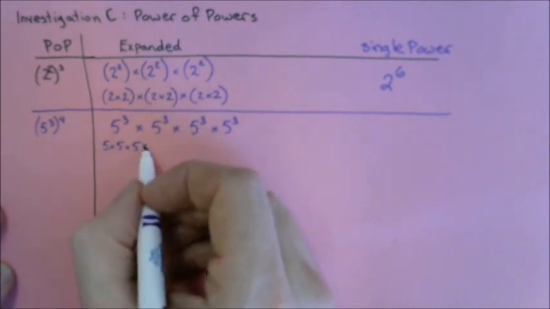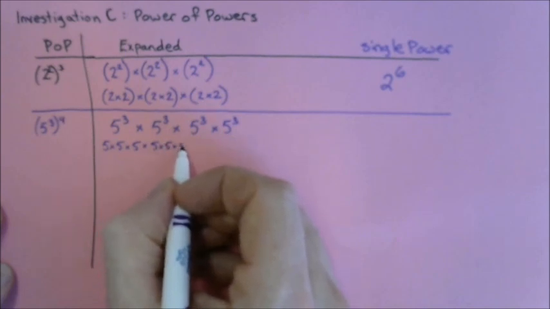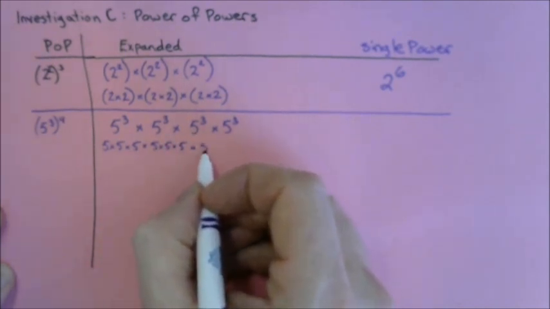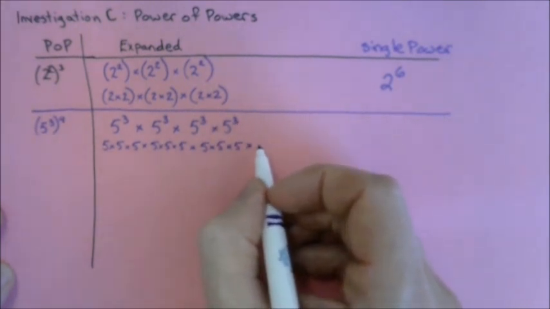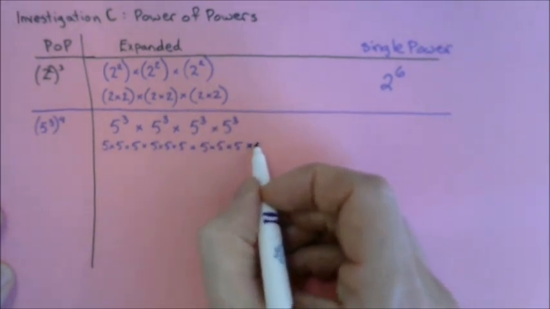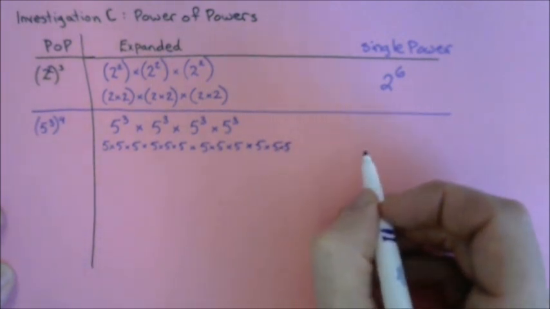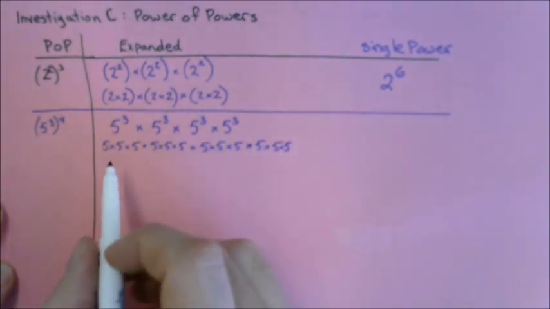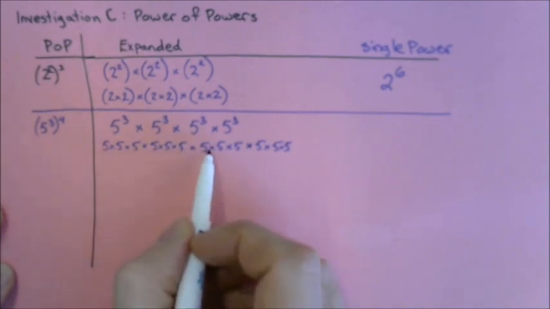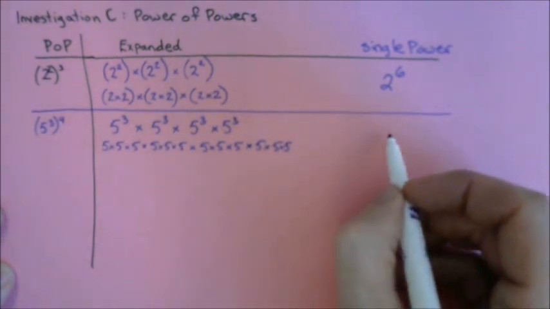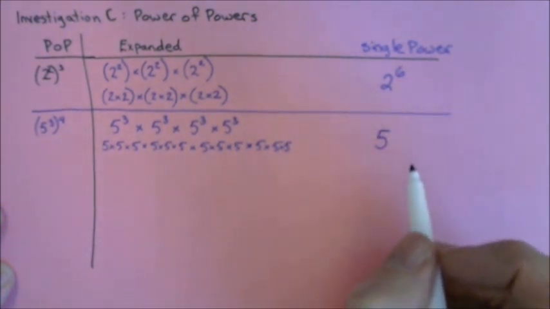This is 3 factors of 5, connected by multiplication. So another 5 times 5 times 5. Another one, 5 times 5 times 5. And our last set of 3 factors of 5: 5 times 5 times 5. And to write that as a single base, all we would have to do is count up our factors of 5. Okay? We have a base of 5. And how many factors of 5 did we get?